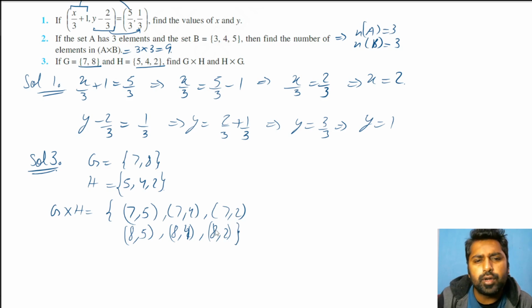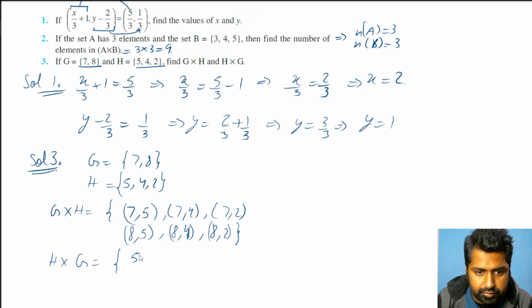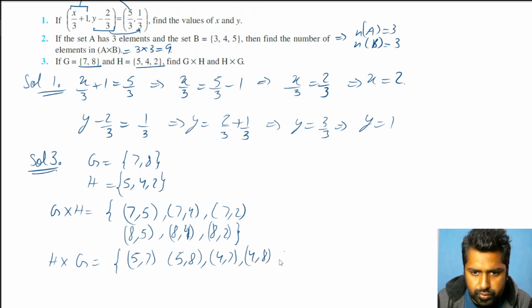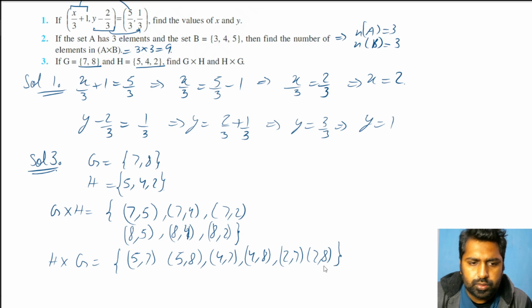I told you the important thing is that you write the element of the G set first, because we are doing G cross H. And if we are doing H cross G, then we have to write elements of H first. That means use the element of H first, 5. So 5, 7, 5, 8, then use 4: 4, 7, 4, 8, then use 2: 2, 7, 2, 8. That's just ordered pairs. So that's your H cross G.